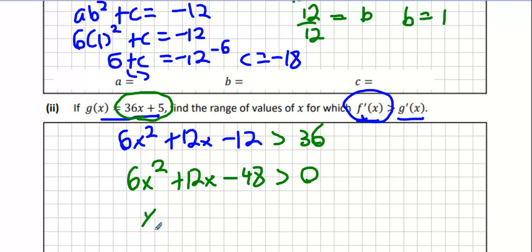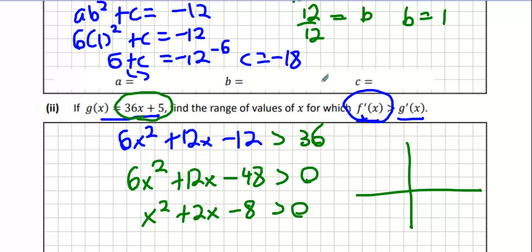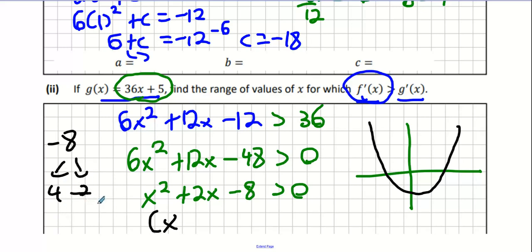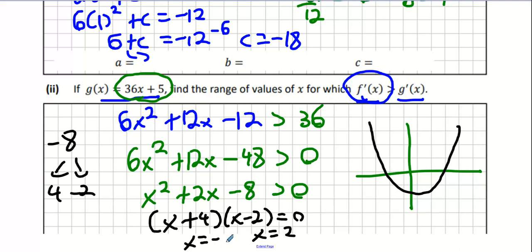Divide both sides by 6. And I think that's going to be minus 8. This is a U-shaped function. And I need to find the two positions in which it crosses the axis. And when I factorize that, factors of minus 8 that add to give me plus 2 are going to be 4 and minus 2. You could also use the minus b formula, which I know some people prefer to do. And we have x equals 2 and x equals minus 4.